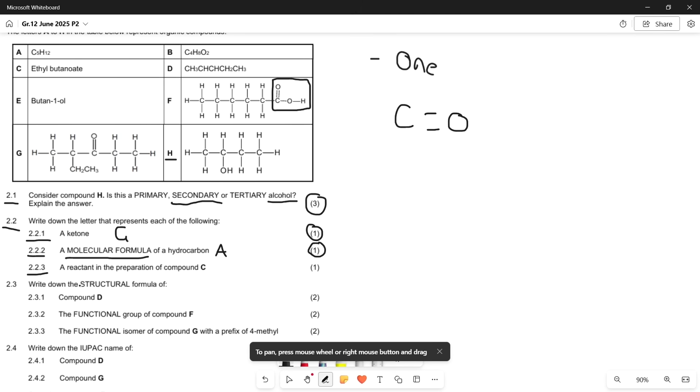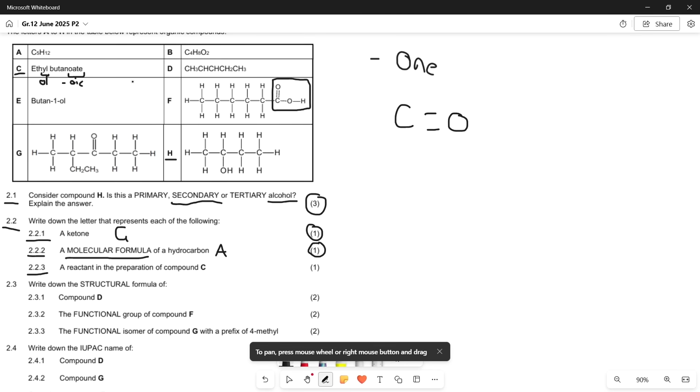So then 2.2.3 says a reactant in the preparation of compound C. So compound C, we have an ethyl butanoate. If we saw the previous video, we were talking about esters. So this is an ester that we're dealing with, and esters are made from an alcohol and a carboxylic acid. The yle came from the ol for an alcohol, okay? And the butanoate came from the oic for butanoic acid. So what we need to look for is either an ethanol, because we have meth-eth, so we have an ethanol for our alcohol that made the ethyl part of the ester, or we need a butanoic acid to make up the butanoate for our ester.